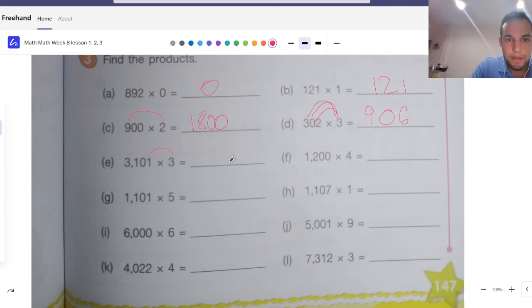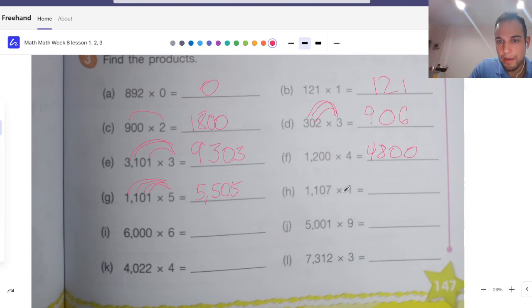Next we have 3 times 1 is 3. It's the same. 3 times 0 is 0. 3 times 1 is 3, and 3 times 3 is 9. 1,200 times 4. So we have 0, 0, 8, and 4. Then we have 1,105 times 5, 5,000, 500, and 5. Because we have 5 times 1, 5 times 0, 5 times 1, 5 times 0.